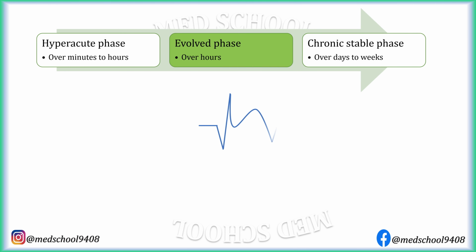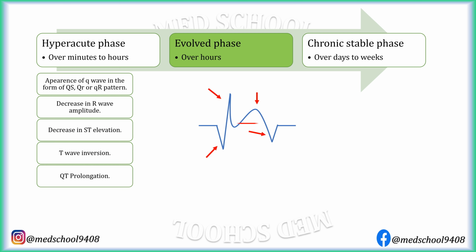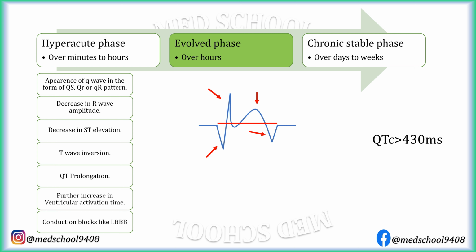Evolved phase of STEMI is characterized by appearance of Q wave in the form of QS, QR or qR pattern, decreased R wave amplitude, decreased ST elevation, T wave inversion, QT prolongation where corrected QT is more than 430 milliseconds. There can be further increase in ventricular activation time, and conduction blocks like LBBB appear in this phase.